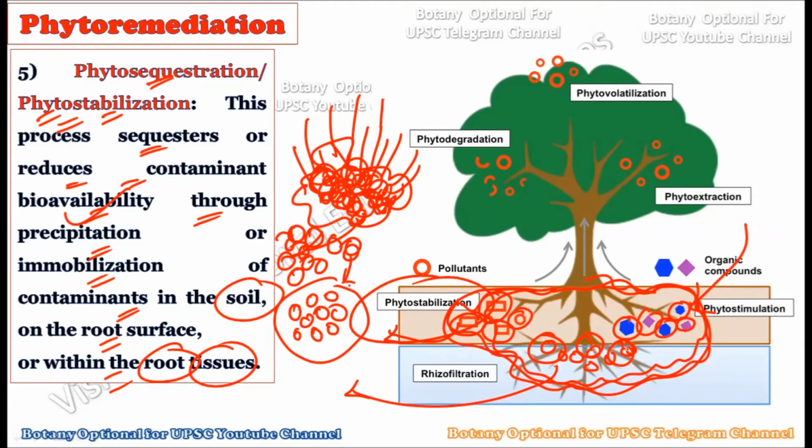That literally means whatever pollutants are present within that particular rhizosphere, the rhizosphere will hold these contaminants, and they will not be available anywhere else within the soil, and this will greatly reduce the soil pollution. Okay, so on the root surface or within the root tissue they can hold the pollutant, and due to this holding, the bioavailability of the pollutant will be greatly reduced. That is why we give the title phytosequestration or phytostabilization.